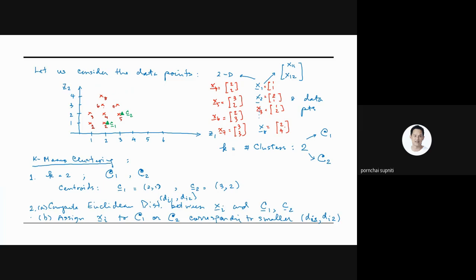So here, if you don't do 2 clusters, you do 3 clusters, you just follow the same approach. We just have 3 centroids, and when we compute the Euclidean distance, we have to compute the distance between the data points and the 3 centroids. However, in this example, we only have 2 centroids.